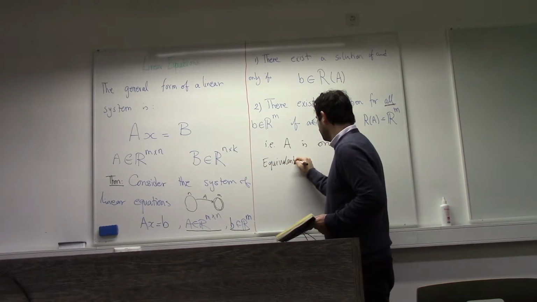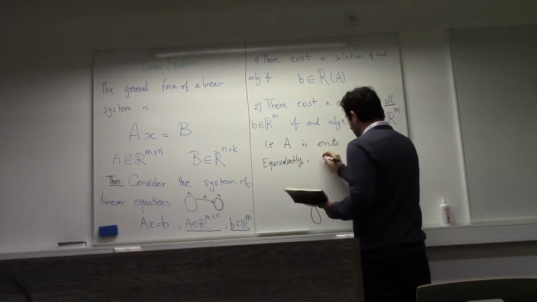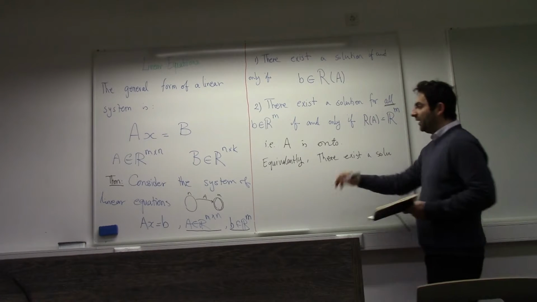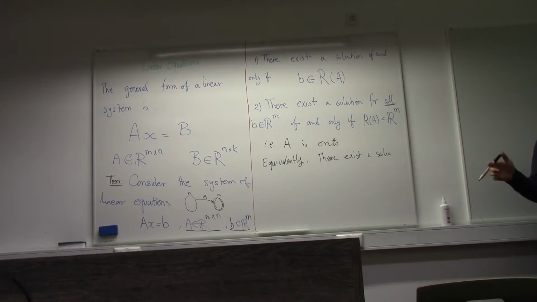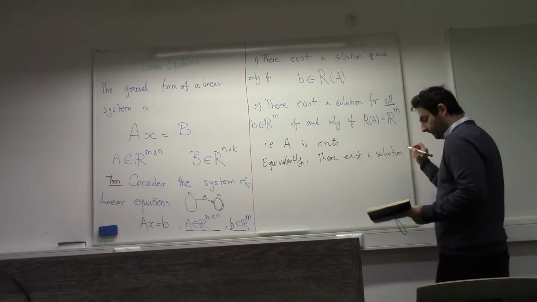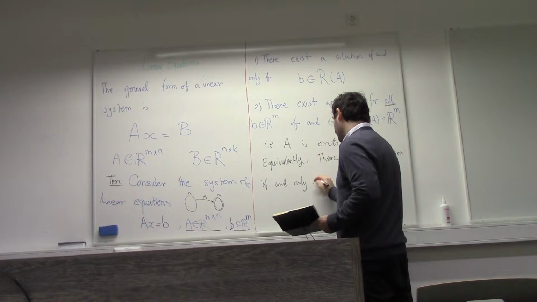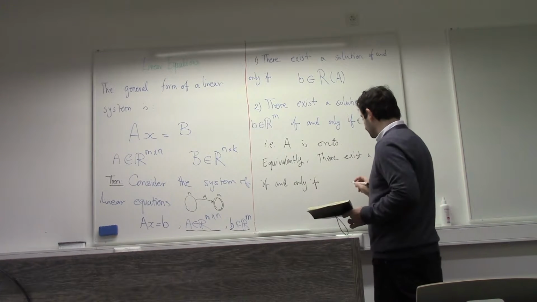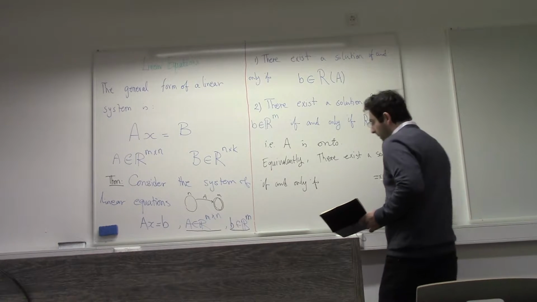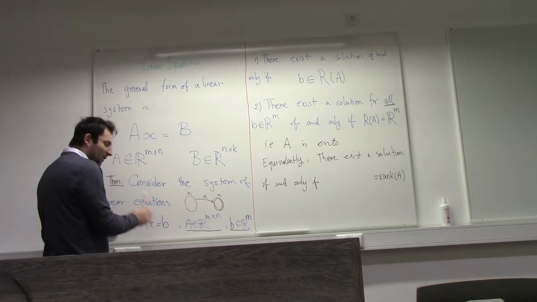Equivalently, we can say that there exists a solution. Look, up to here we have not said anything new. We knew all these in chapters 3 and 4 and so on. There exists a unique solution if and only if we had this before. Ax is equal to b.